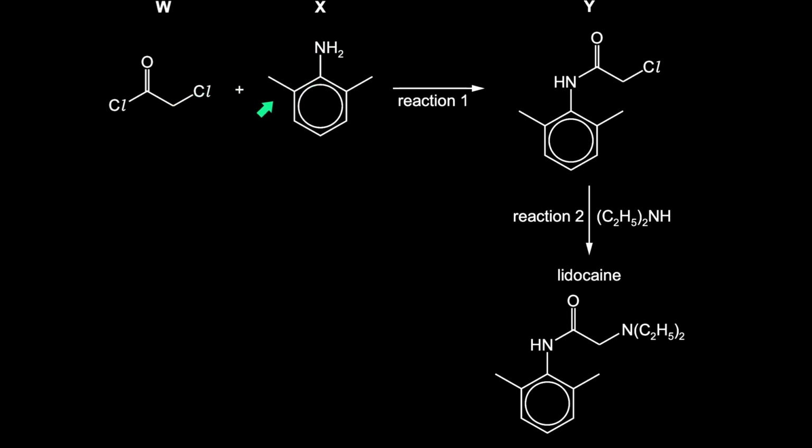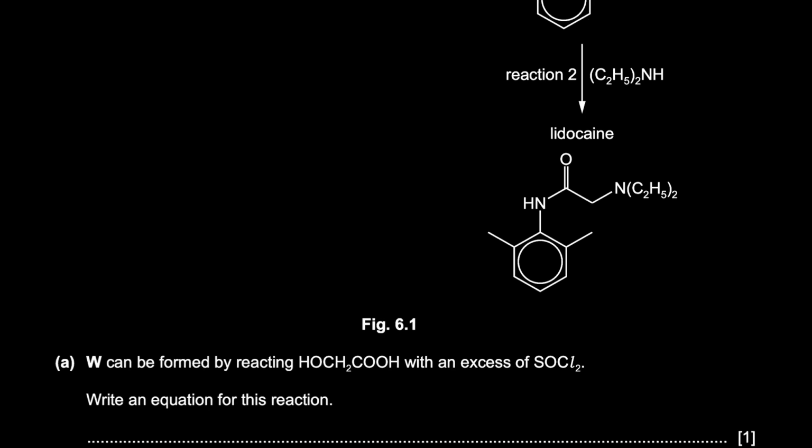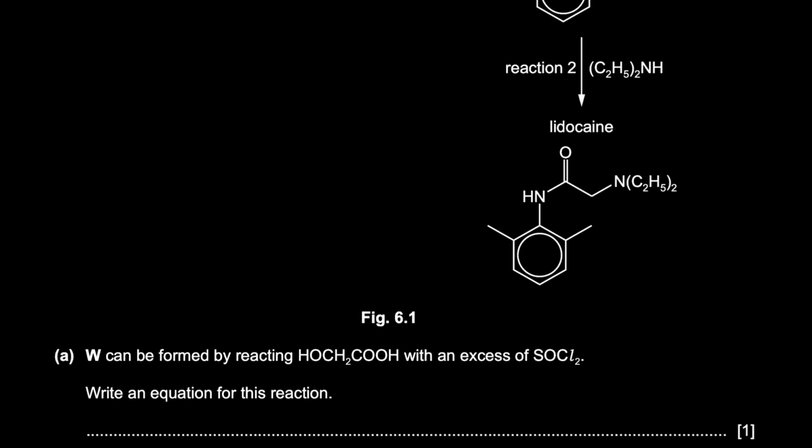We have this phenylamine, 2,6-dimethyl phenylamine, and we have this acyl chloride. Now W can be formed by reacting this compound, hydroxyethanoic acid, with an excess of SOCl2.